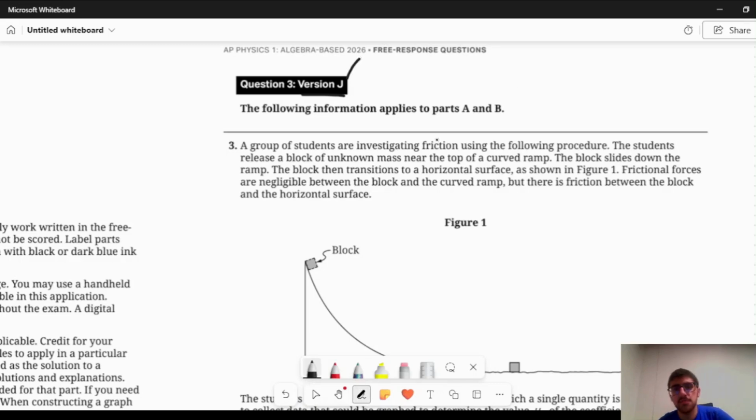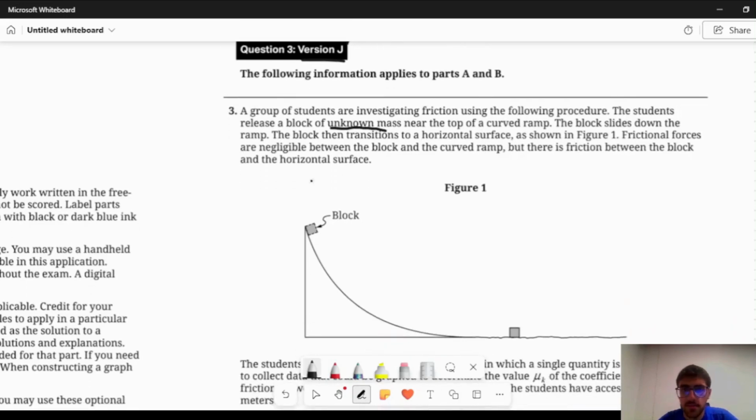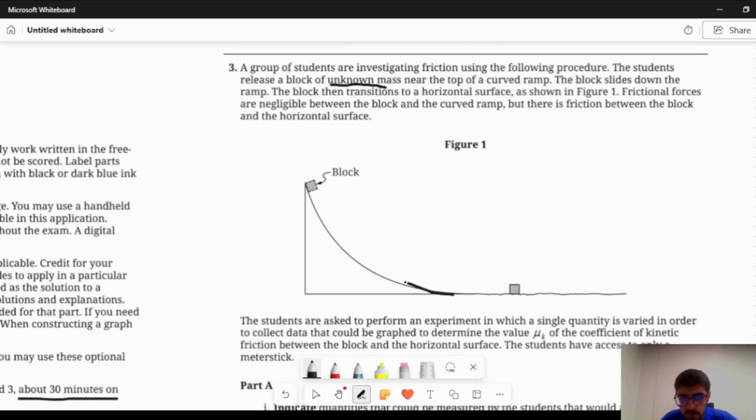A group of students are investigating friction using the following procedure. The students release a block of unknown mass, so we don't get to know the mass, near the top of a curved ramp, shown in the figure. The block slides down the ramp, then transitions to a horizontal surface, as shown in figure 1. Frictional forces are negligible between the block and the curved ramp, but there is friction between the block and the horizontal surface. Right here at the curve, friction is 0, it's negligible. Where the lines are jagged, that's where we actually have friction.